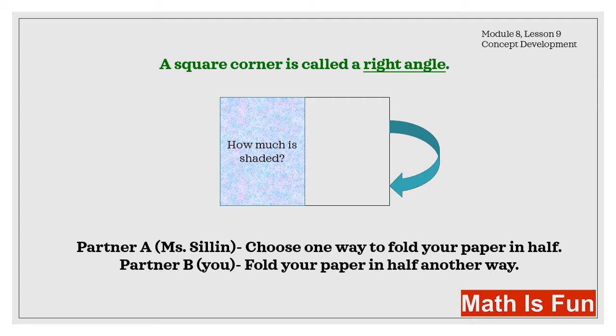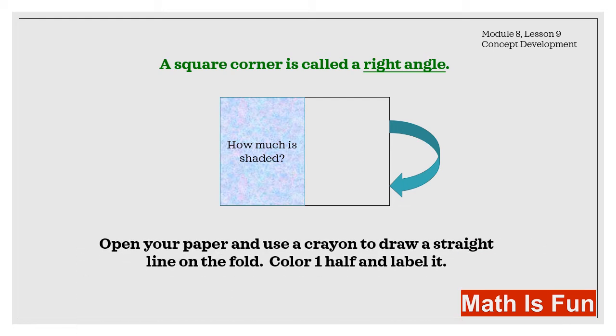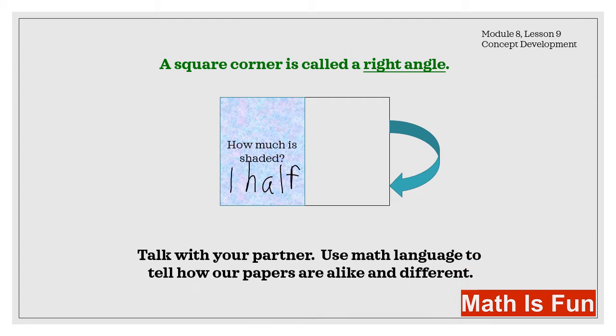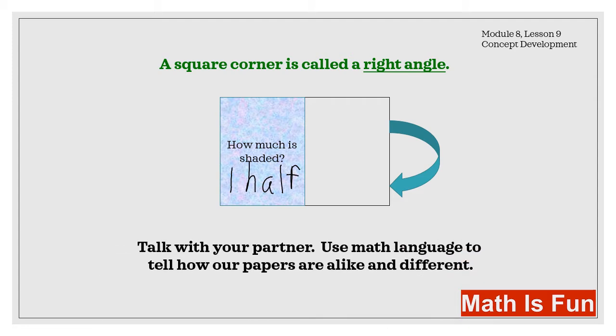I'm going to draw a straight line down the middle, so over the folded line, and shade it in on one side. How much of my rectangle is shaded? What should I label it? This is 1/2 shaded. So I'm going to write down 1/2 on this side. Now it's your turn. I want you to fold your paper in half another way. And then remember to shade in 1/2 and label it.